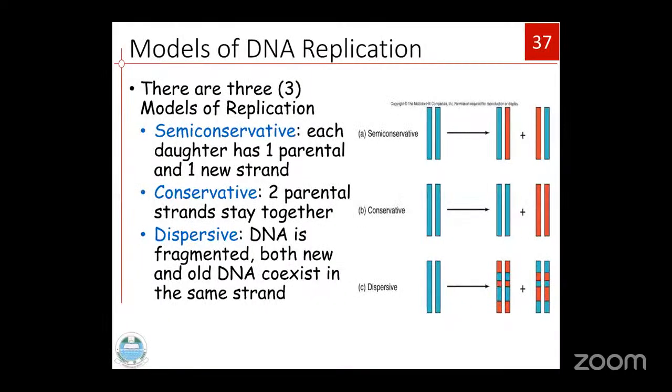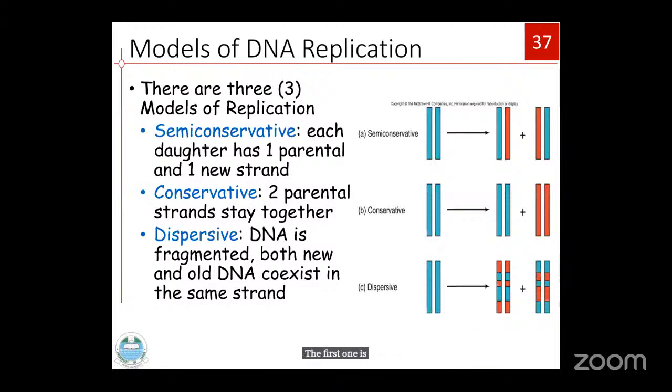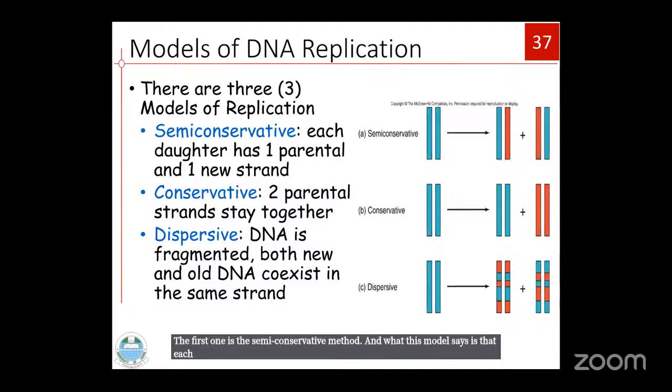Now, methods of DNA replication. There are 3 models that have been proposed to explain how this DNA replication actually takes place. The first one is the semi-conservative method. And what this model says is that each daughter cell has one parental strand and a new strand, right?